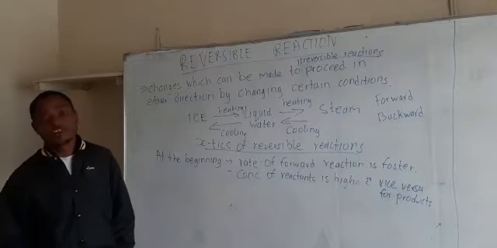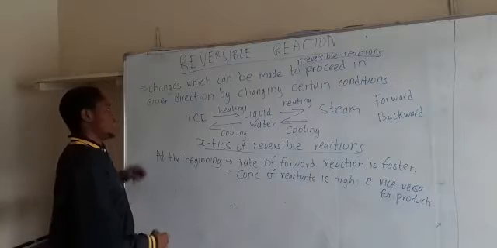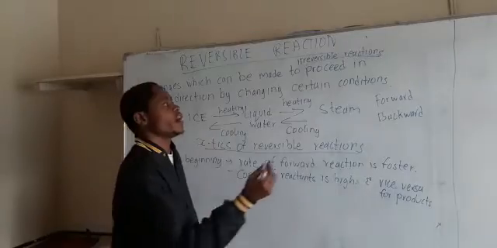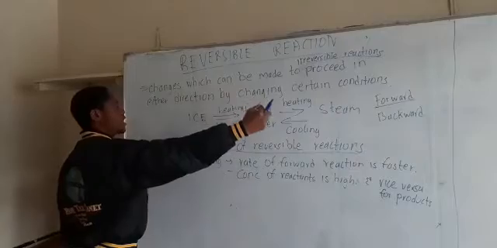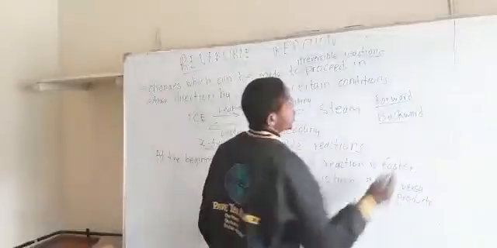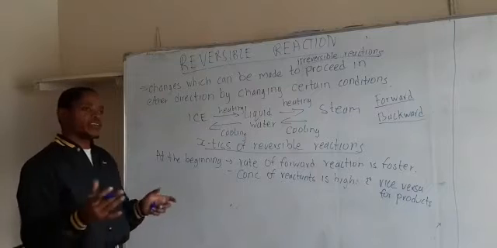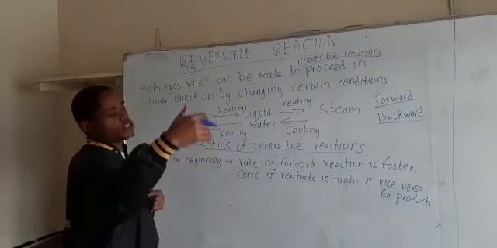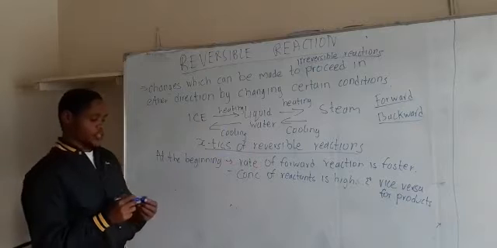So generally, a reversible reaction has two types of reactions. The left to the right, that's what we normally call the forward reaction. And we have the right to left reaction, that's what we call the backward reaction. So a reversible reaction is a reaction where we can combine the reactants and form the products, and we can also get back our reactants from the products, the backward reaction.